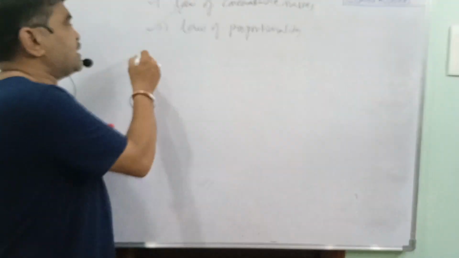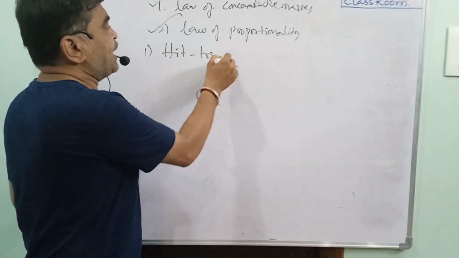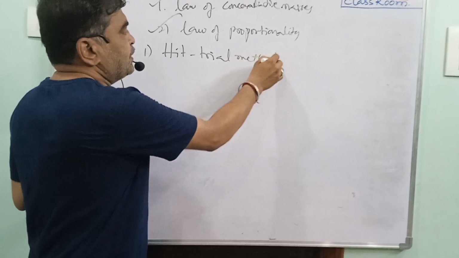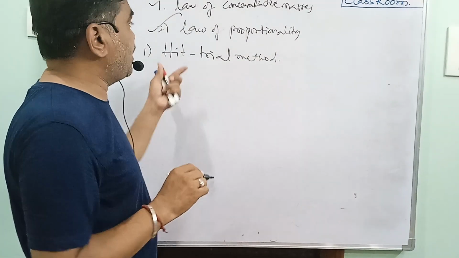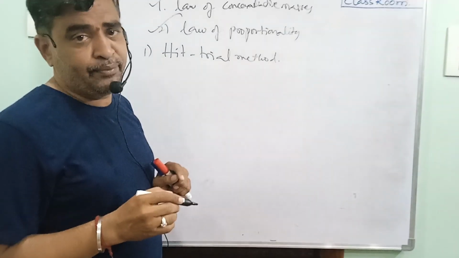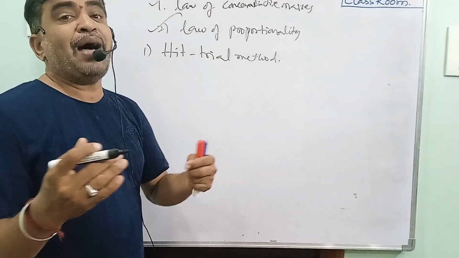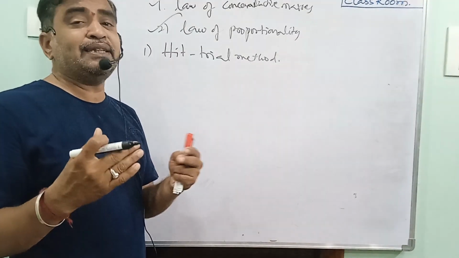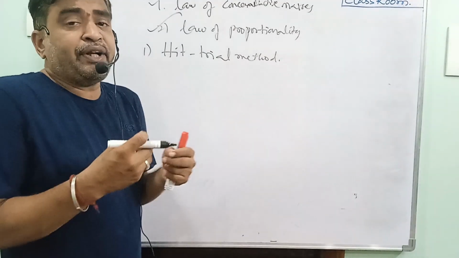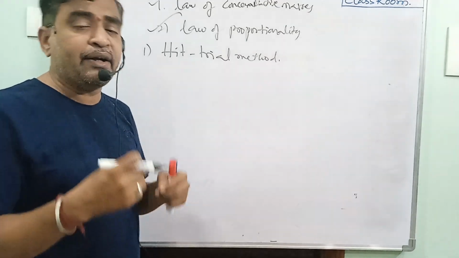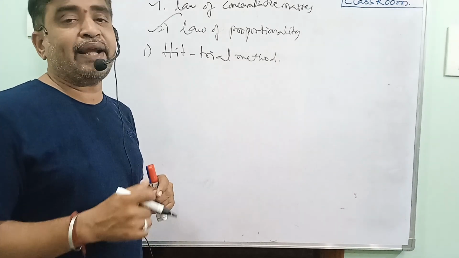The first one is called the hit and trial method. It is a crude method. In the very ancient days, they followed the hit and trial method. We don't have any principles to follow here. We are just balancing by changing the integers of the compounds, so automatically the reaction is balanced. We keep trying until we get the hit, so that's why the method is called hit and trial method.